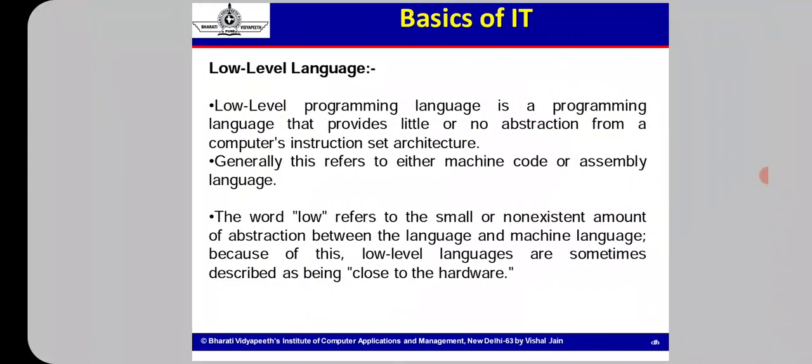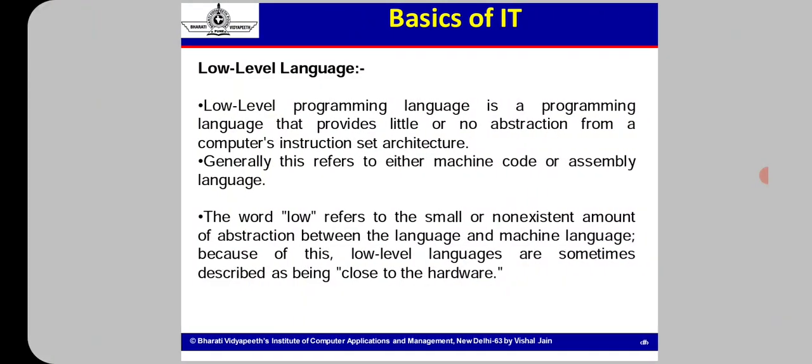And the second type of programming language is low level language. So what are low level languages? Low level languages are also called middle or mid level languages. A low level programming language is a programming language that provides little or no abstraction from a computer's instruction set. Generally, this refers to either machine code or assembly language. The word low refers to the small or non-existent amount of abstraction.